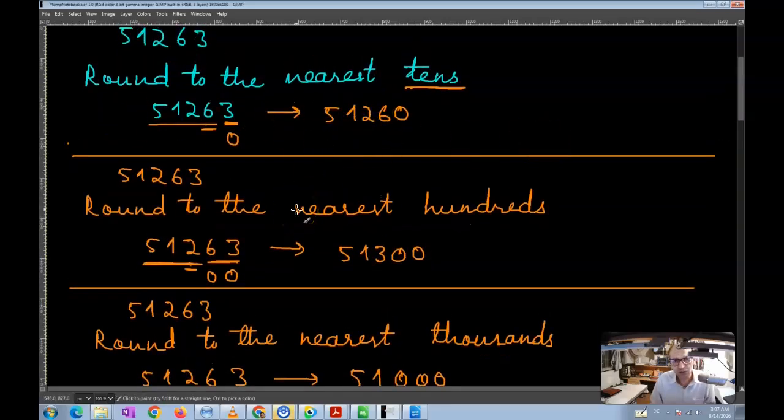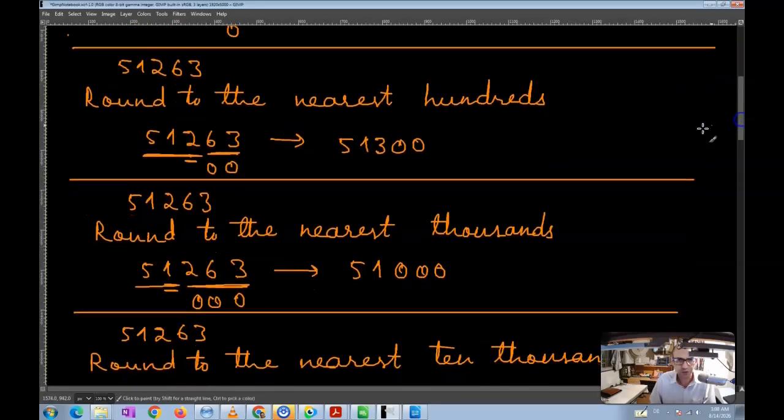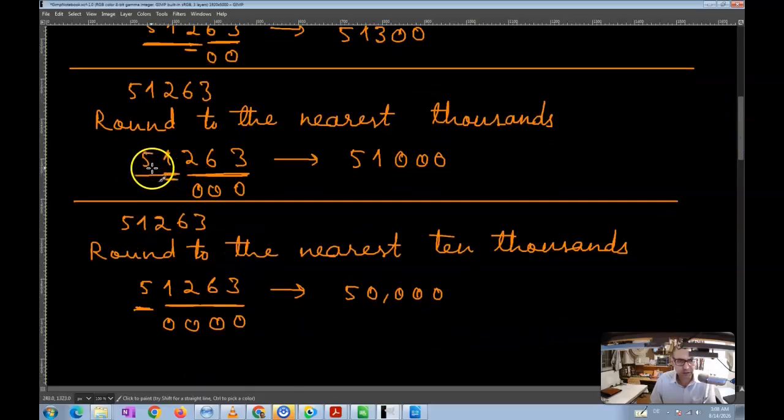But now the question is, based on what am I making these changes to the number? In this case I keep the 1, the 5, the 1, the 2, and the 6, and then I lose the last digit over here. Over here I keep the 1, the 5, the 1, and then the 2 becomes a 3, but then the last 2 digits are dropped. In this case, I keep the 5 and the 1, but then the last 3 digits are simply dropped. In this case, I keep the 5, and then the last 4 digits are simply dropped, right?